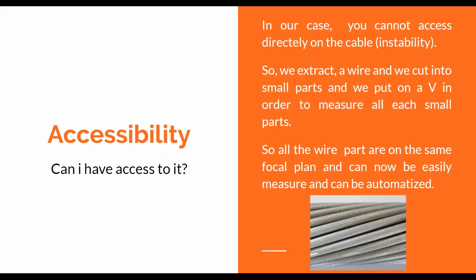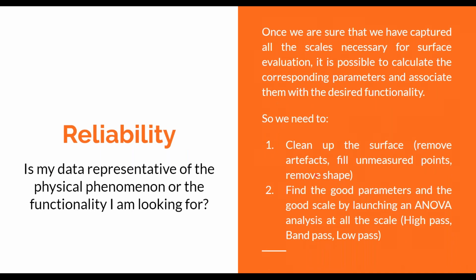So the next step, and maybe there is a lot of literature about this, comes after we are sure that the data are really good. So the question is: are my data representative of the physical phenomenon or the functionality I'm looking for? Before making an analysis, I have to clean up the surface. So remove artifacts, fill unmeasured points, remove the global shape.